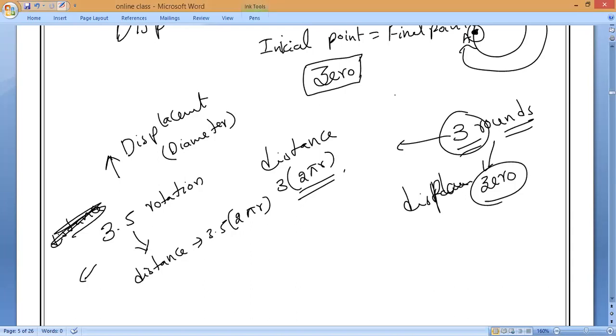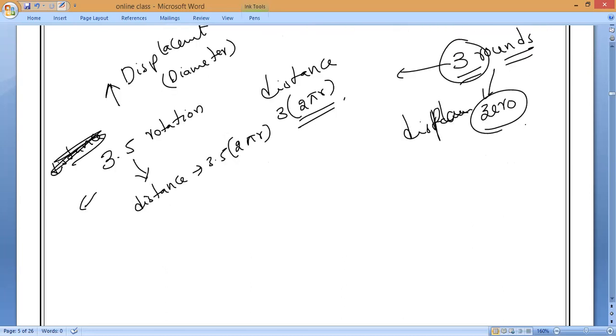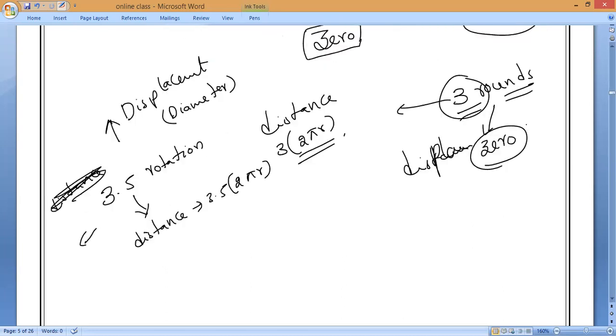Whenever the body is traveling in a circular path, speed remains constant, uniform speed, but velocity is not constant. Velocity keeps on changing, so we can say that when a body is in circular motion, it is always an accelerated body. Is it okay, guys? That is what you have to remember.